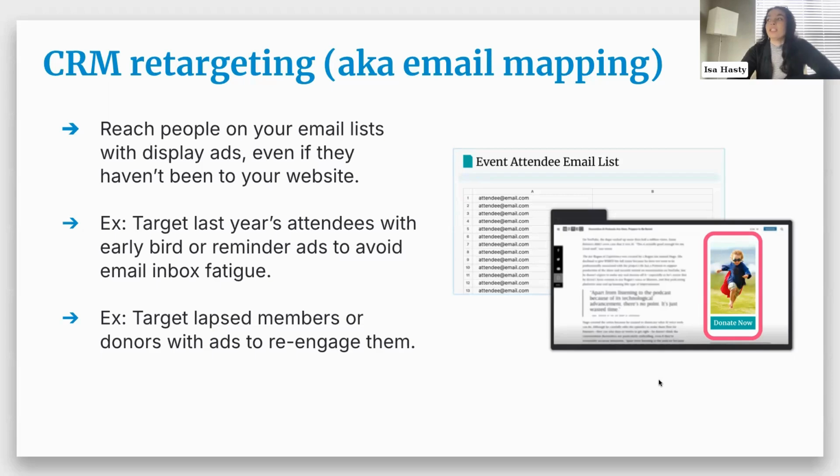This basically lets you use an email address as a unique identifier to reach people with ads. So no emails are sent through this campaign type. It's a display ad campaign, just like retargeting or geofencing. You're simply using those email lists that you have of people who were engaged. So it might be lapsed donors, lapsed members, current members even. You can pull your email subscribers list and serve them ads based on their emails. You can also use an email unsubscribe list, right?